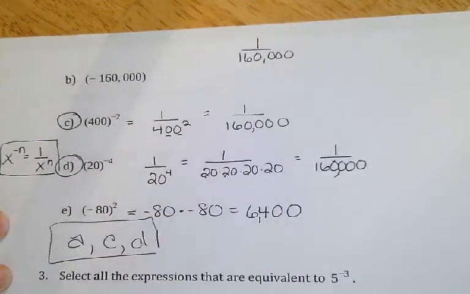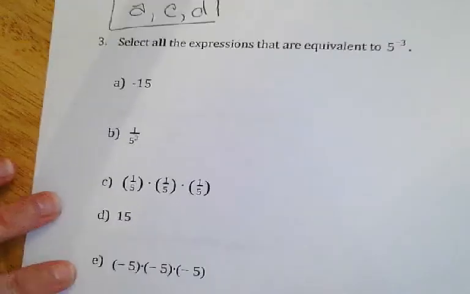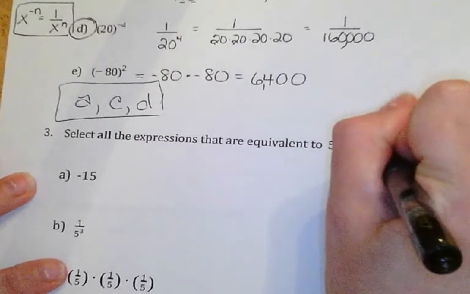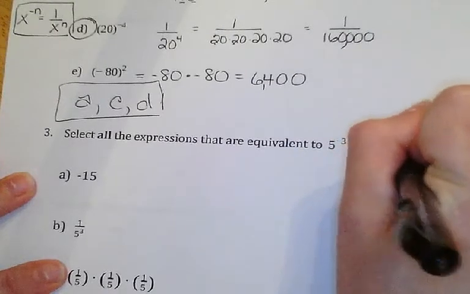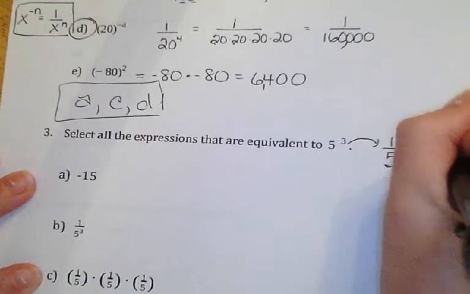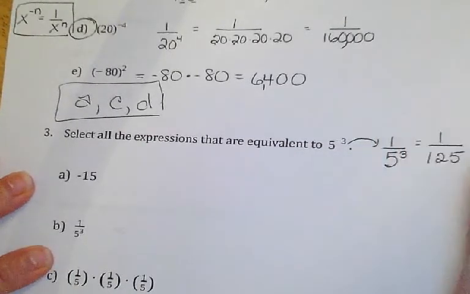Those were the correct options, okay? A, C, and D. All right, let's take a look at number 3. Select all of the expressions that are equivalent to 5 to the negative 3. Remember, 5 to the negative 3 is the same thing as 1 over 5 to the positive 3. And in case we need it, 5 times 5 times 5 is 125.